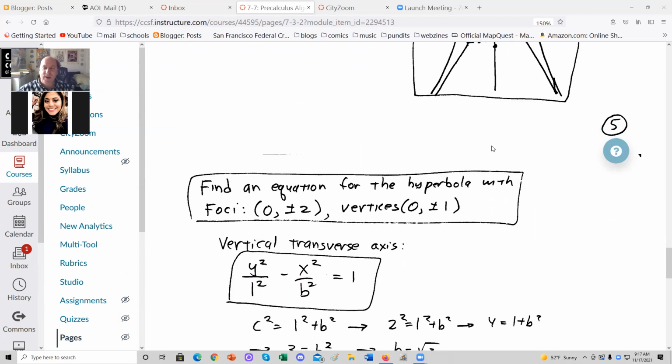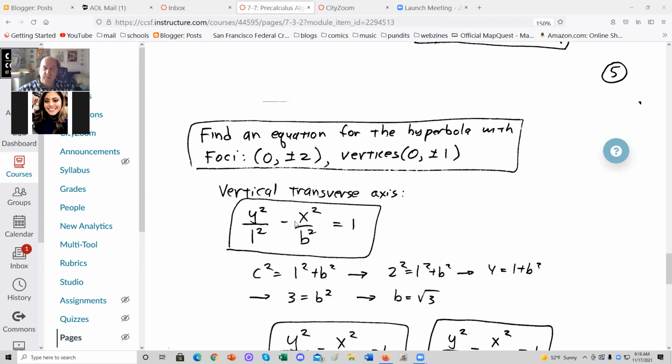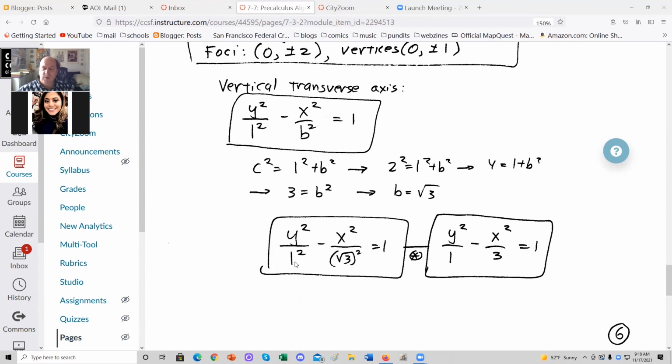Now here we go the other way around. We start with the foci and the vertices: 0 by plus and minus 2, 0 by plus and minus 1. Since the vertices are on the y-axis, we'll put the y in front. y squared over 1 squared minus x squared over b squared. We need to determine b. Well, c squared is 1 squared plus b squared. c is 2. 2 squared equals 1 squared plus b squared, which gets you to b is root 3. So y squared over 1 squared minus x squared over root 3 squared equals 1. Or in other words, y squared over 1 minus x squared over 3 equals 1. And that is the equation.